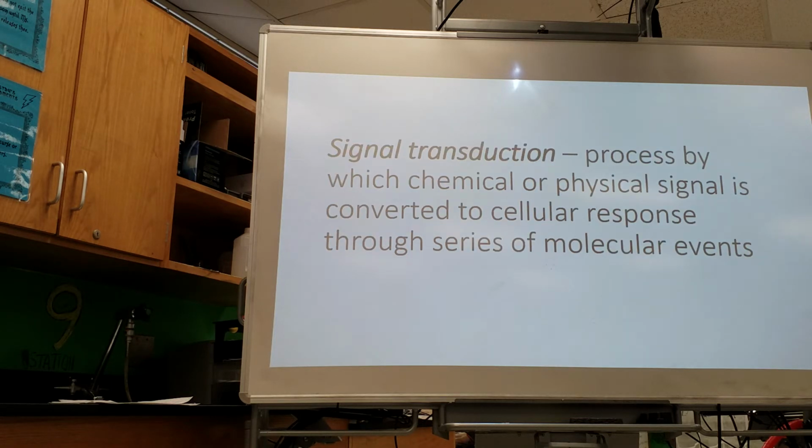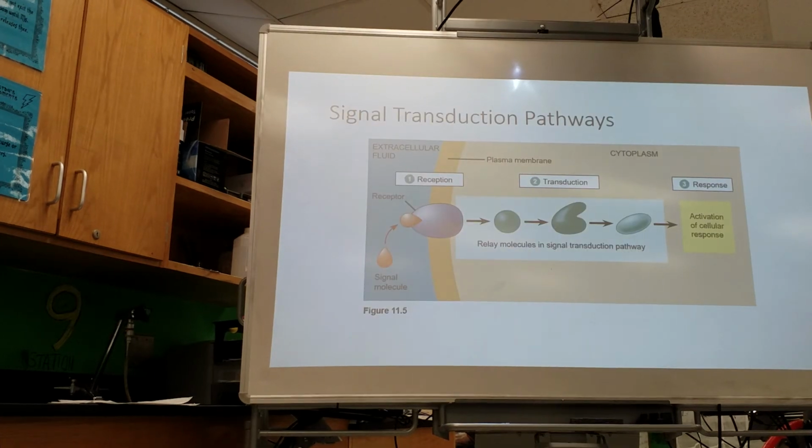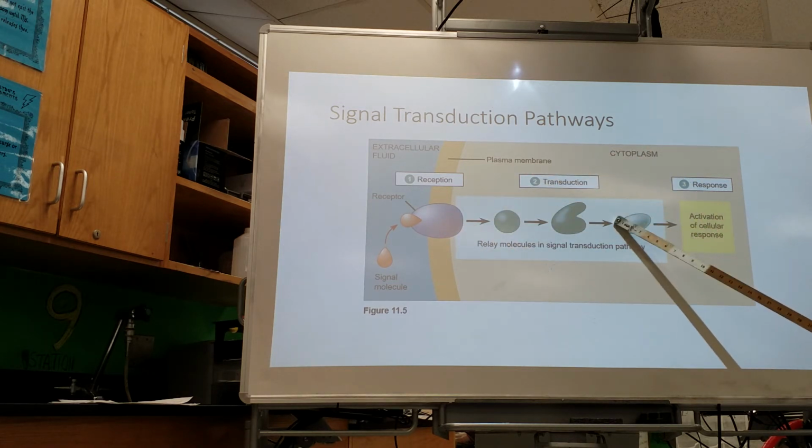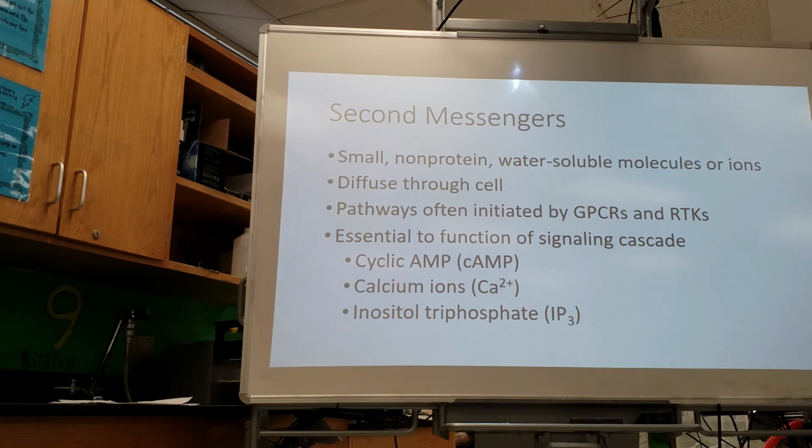Signal transduction is passing signals from outside of the cell to the inside of the cell, usually through second messengers. So this is the general signal transduction pathway. You have reception, where you get the signal, transduction, where it's being passed to the inside, and then finally response, which is whatever the cell's going to do.